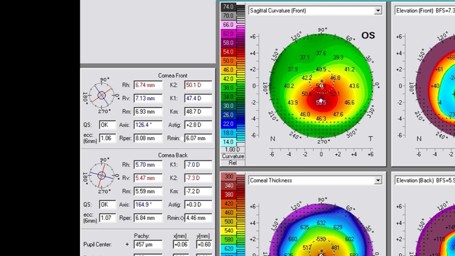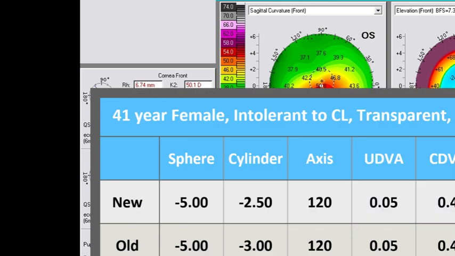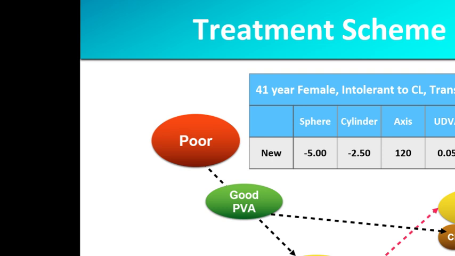Case number 2. This is a case of keratoconus. It is more advanced than the previous one, moderate. Now this patient, the new refraction is minus 5, minus 2.5 at 120. The uncorrected is 0.05, best corrected is 0.4. But the potential visual acuity is very good. So he has poor vision, but good potential visual acuity. So we are going to the left wing: poor vision with good potential visual acuity.